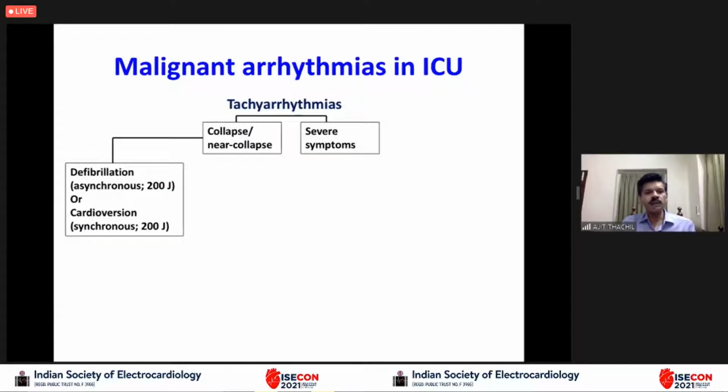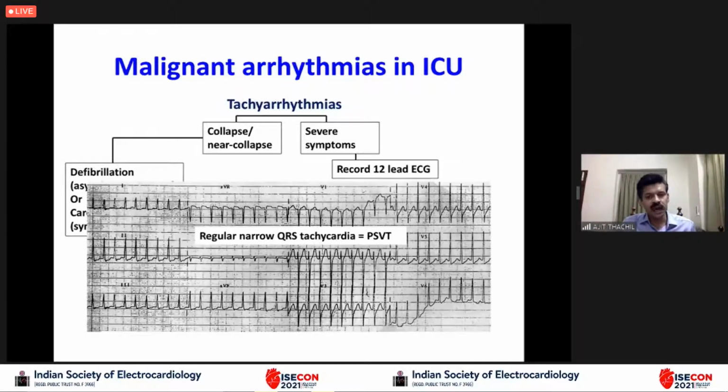Now, so we come to the near collapsing tachyarrhythmias. What about the tachyarrhythmias where the patient is not collapsed but has severe symptoms? Please record a 12-lead ECG. Do not take a monitor strip and then treat because then you don't know what it was. So record a 12-lead ECG.